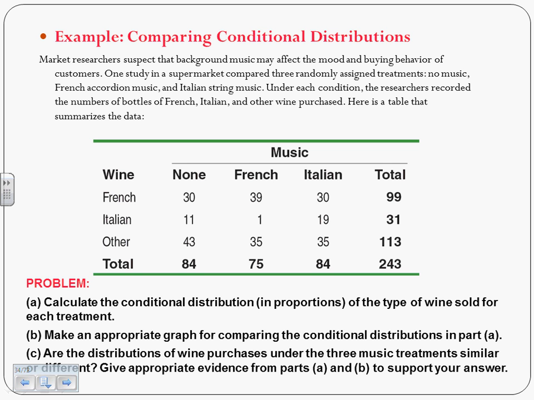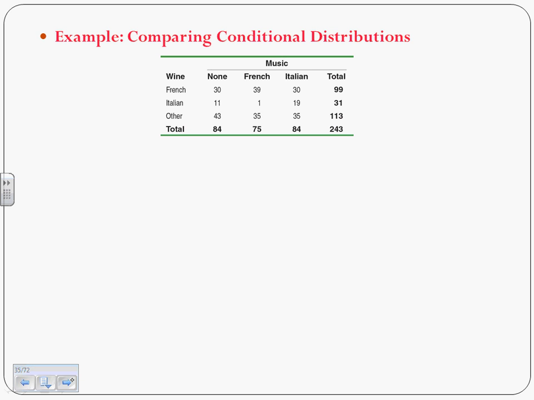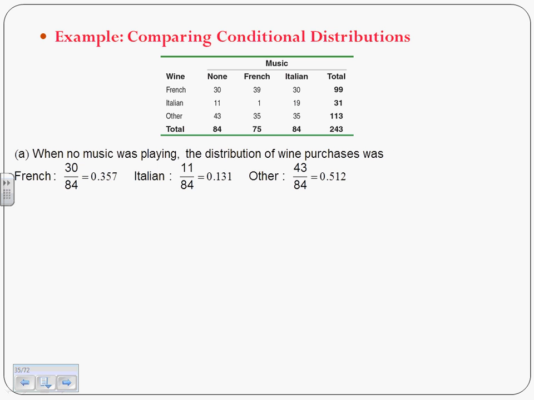All right. So when no music was playing, the distribution of wine purchased was: French was 30 out of the 84, Italian was 11 out of the 84, and the other was 43 out of the 84.